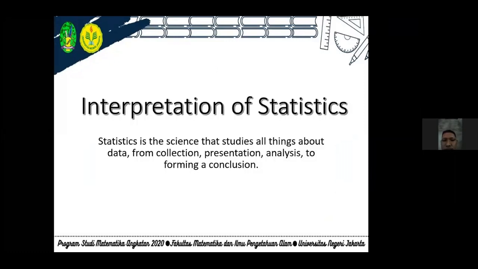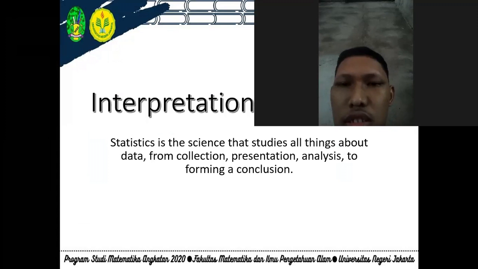Interpretation of statistics. Statistics is the science that studies all things about data, from collection, presentation, analysis, to forming a conclusion.